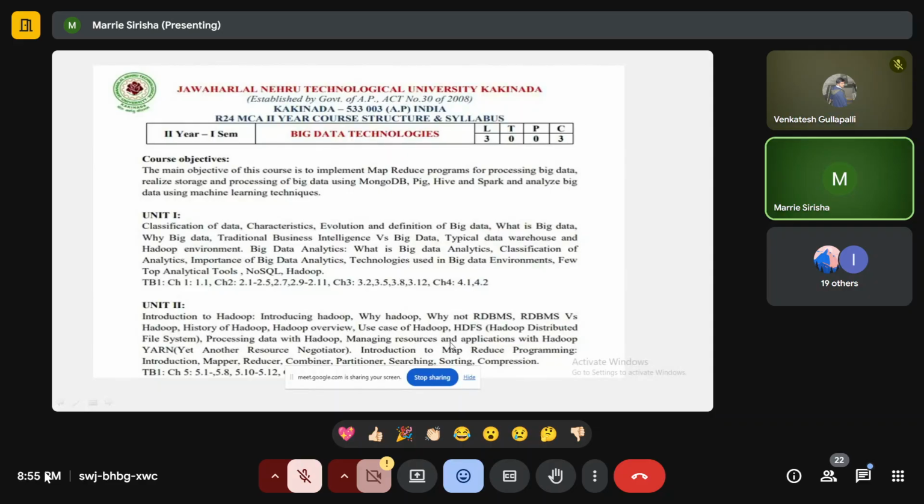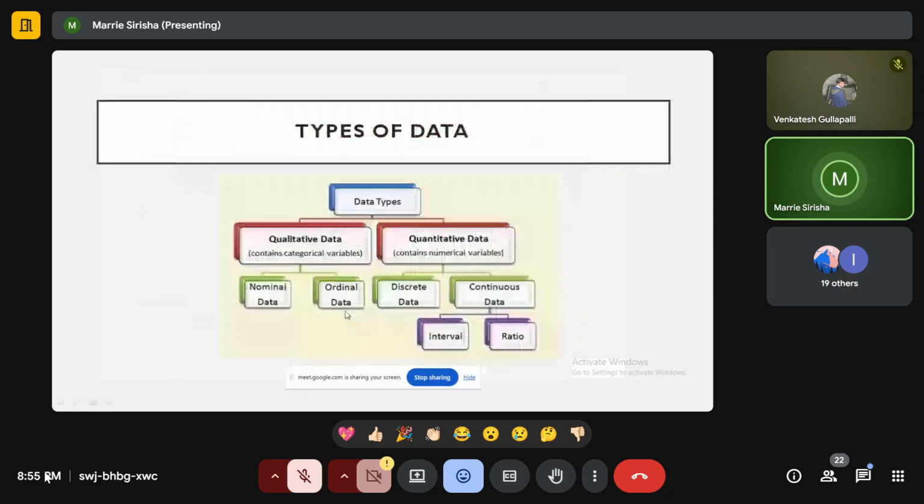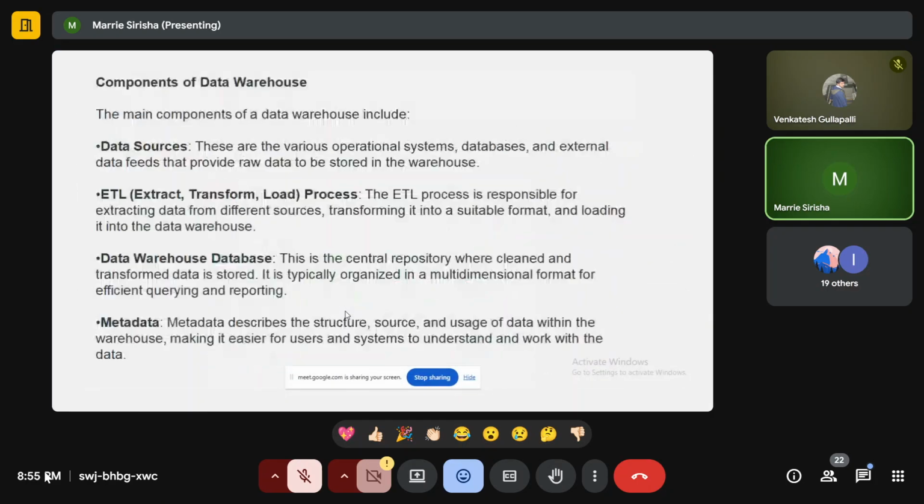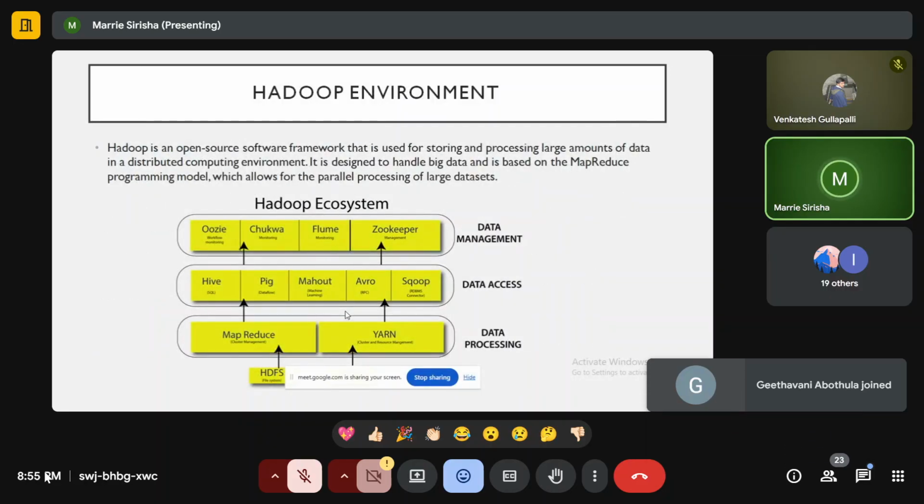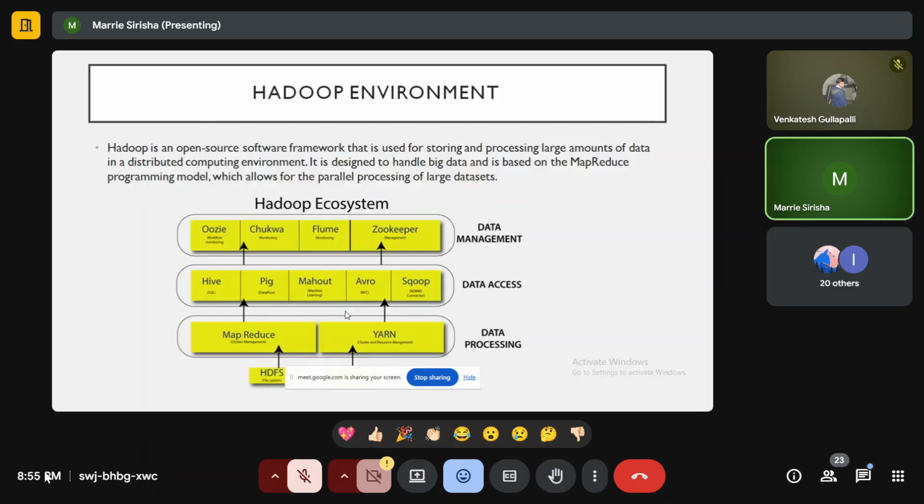These all are your second unit, but here I'm just giving you an idea of how this works. This is the Hadoop environment. If they ask you to write about the Hadoop environment, you have to write the definition of Hadoop, and then you have to specifically draw the diagram. Compulsory, depending on the marks, you have to include the architecture of Hadoop, and you have to explain each component briefly.